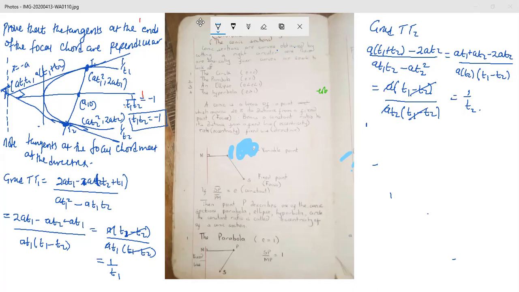So when I multiply the gradient of the first one times the gradient of the second one, the answer should give me negative 1 for them to be perpendicular. So therefore 1 over t1 t2 should give me negative 1. Therefore t1 times t2 is actually negative 1. Hence the condition for the tangents of the focal chord to meet at right angles.